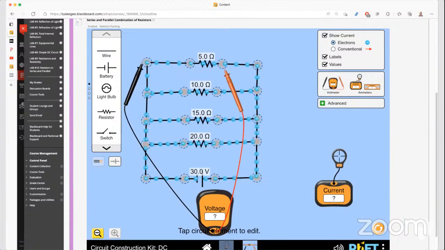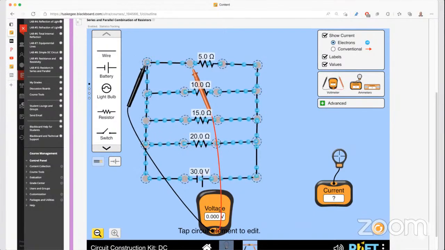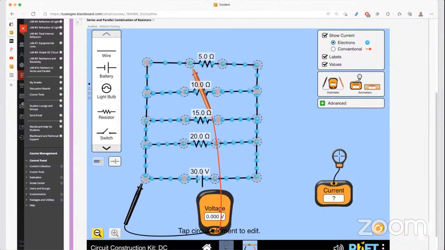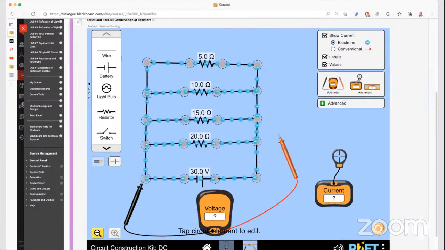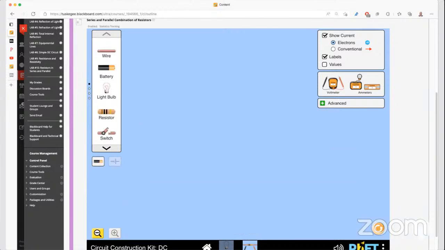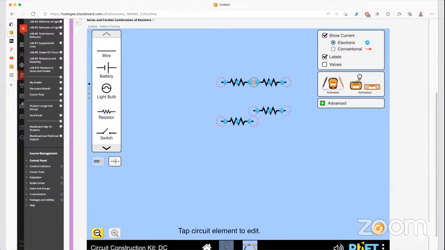Now, if we pick any segment of wire that has no resistor in between, again, you see that the voltage is 0, which is consistent with what we know. Okay, so that's a series. This is a parallel circuit. And then next, I'm going to build a combo circuit. So combo circuit, I can do this like that.